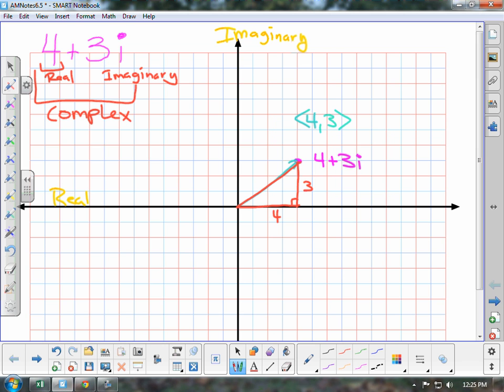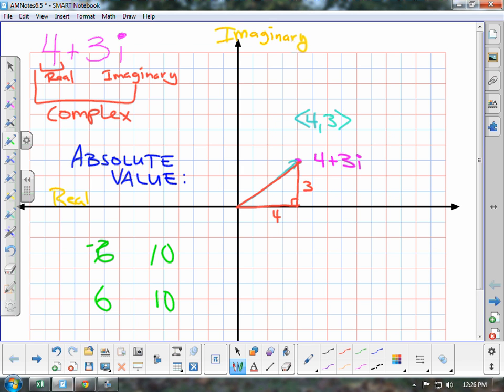And so then, with a complex number, there is something called the absolute value. And the absolute value of any number, whether it's a complex number or even just a plain number like -6 or 10, the absolute value of -6 is 6, and the absolute value of 10 is 10. Because the absolute value is the distance from 0. Or in this case, with a complex number, the origin.